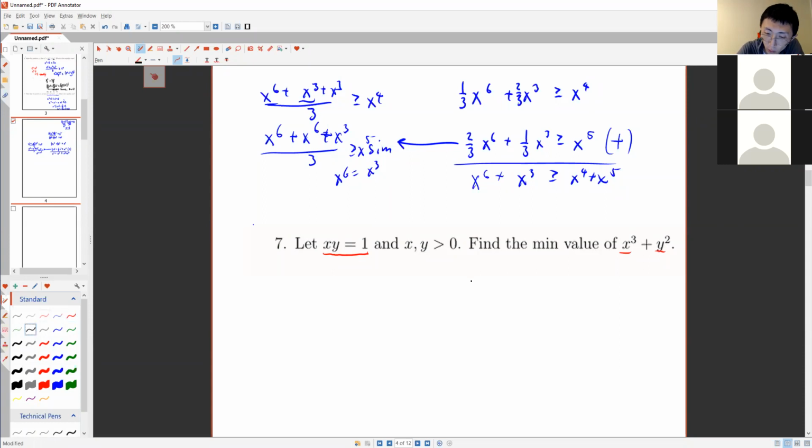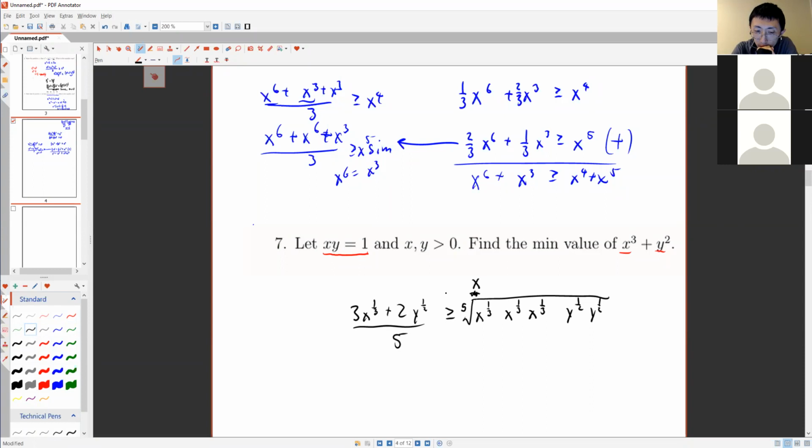Actually, let me see if this even works. So if I try, yeah, maybe it doesn't work out this way. Yeah, I guess this is maybe the best we can do. Hang on, this isn't even, yeah, we're doing this backwards, aren't we?